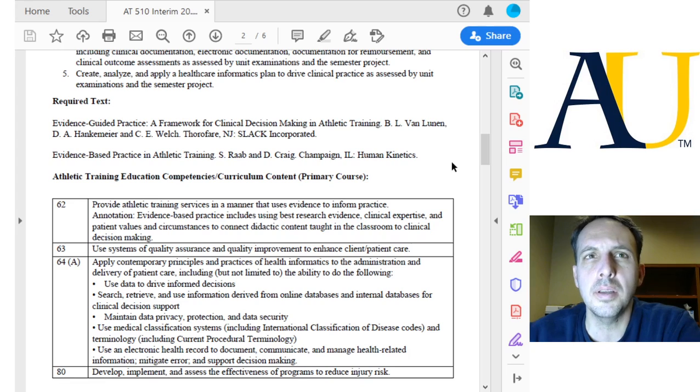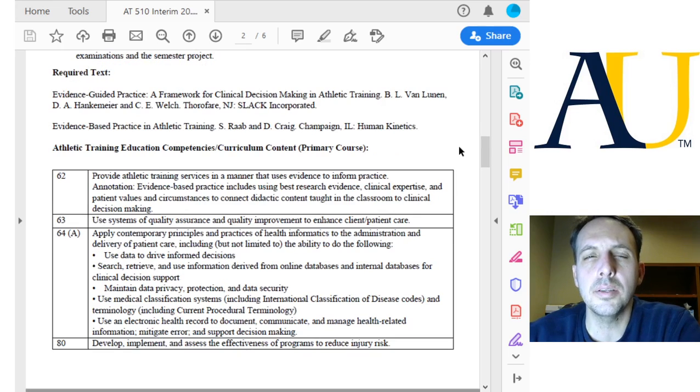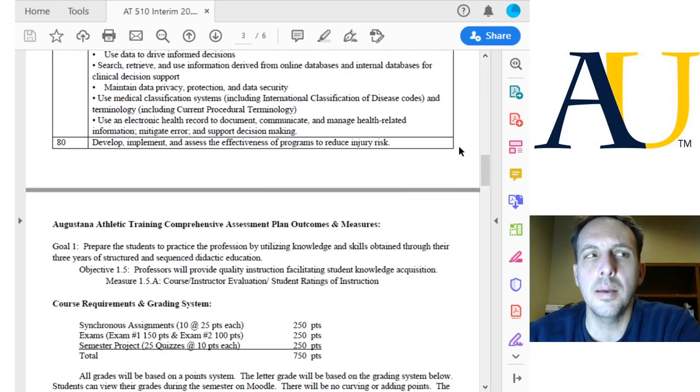There are two course texts that you'll need, the Van Lunen book and then the Rob and Craig book. There'll be quite a bit of reading out of that, so make sure you have that and devote some time to reading.